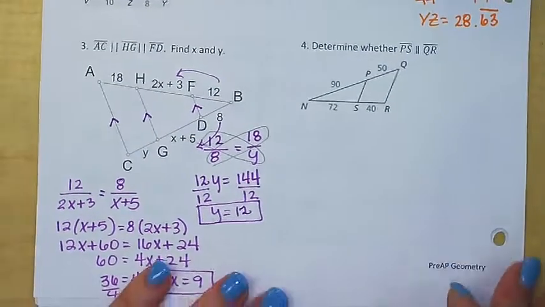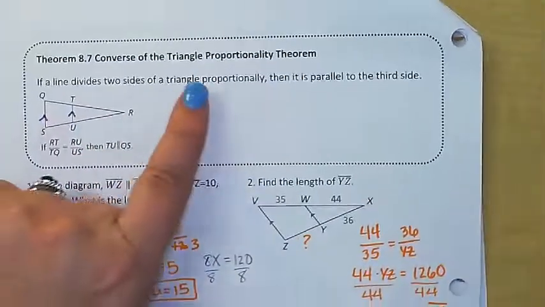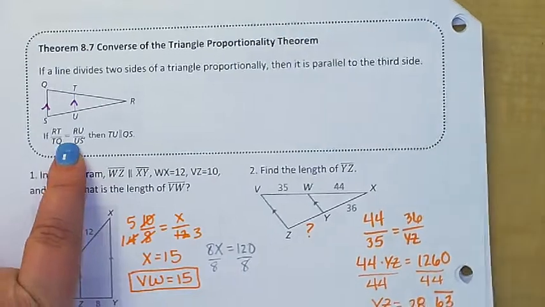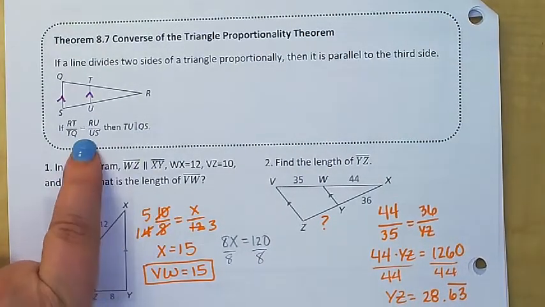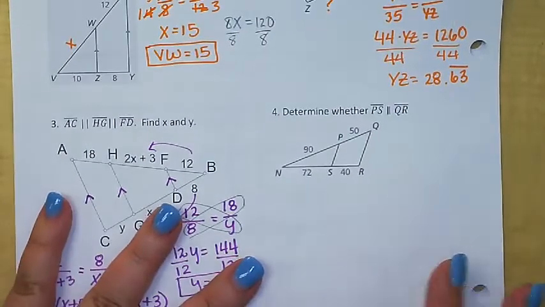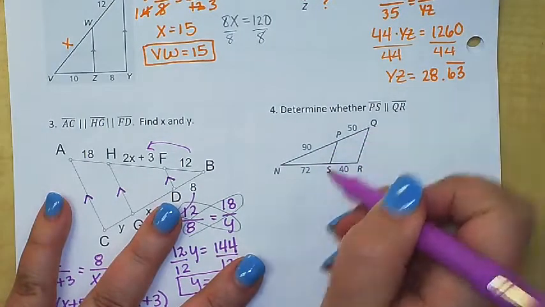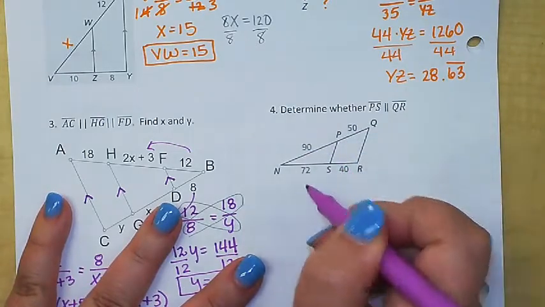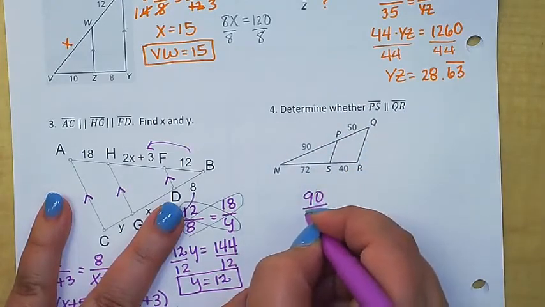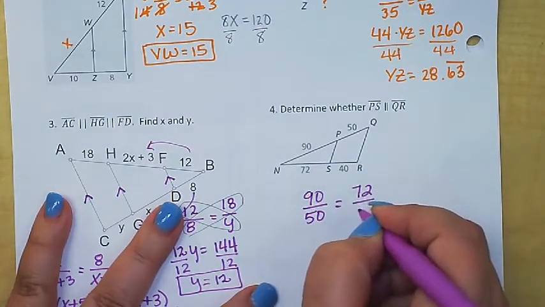Okay, let's try number 4. And here we want to determine whether or not they're parallel. So this speaks more to this converse and whether we have the hypothesis that is required, right? So in order for us to determine if they're parallel, I need to determine if those segments are proportional. So the idea here is to check for proportionality. And now you know you could do 90 over 50 and 72 over 40, or 50 over 90, 40 over 72, as long as you do the same organization. So I'm going to go 90 over 50 and say that that ratio must equal 72 over 40.